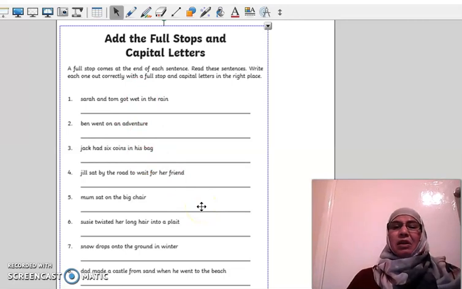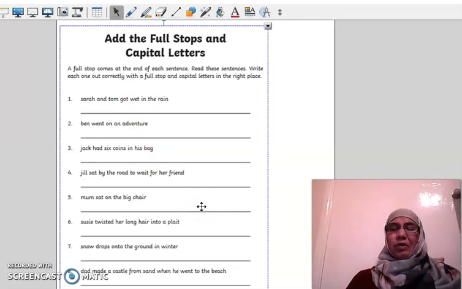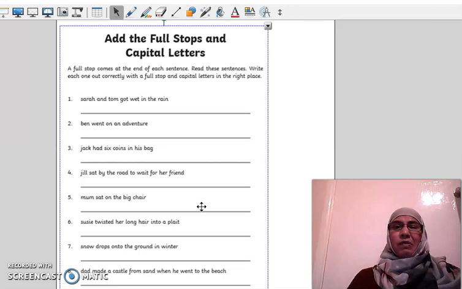Right, year ones, I'm going to leave you to that. You get on with that and see how you do. Remember, capital letter at the start, full stop at the end, and I'll see you tomorrow.